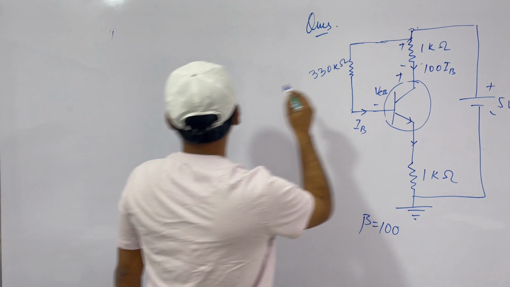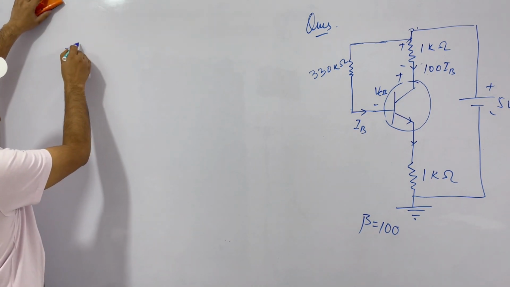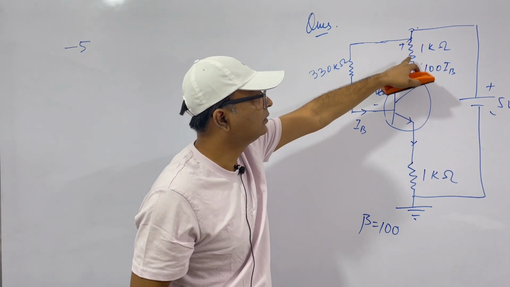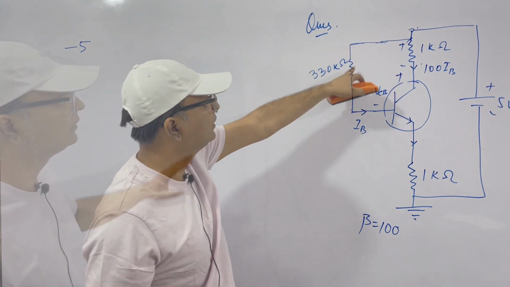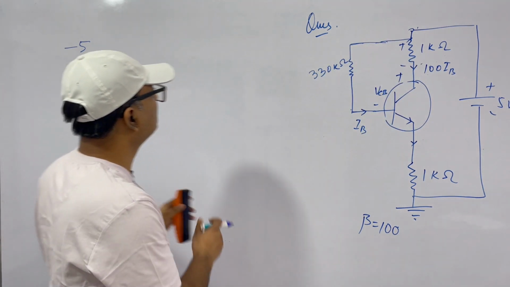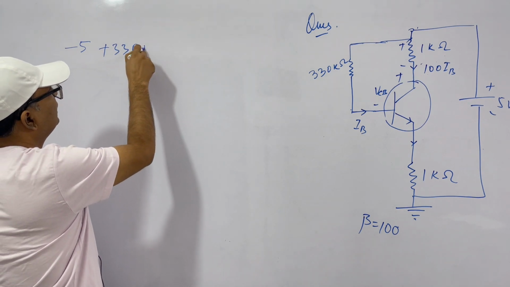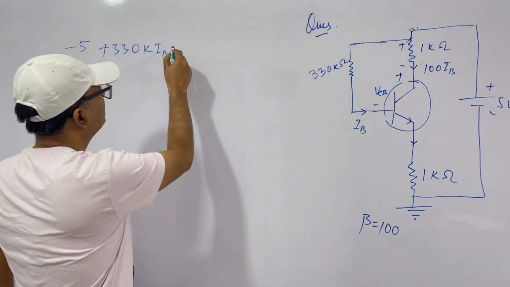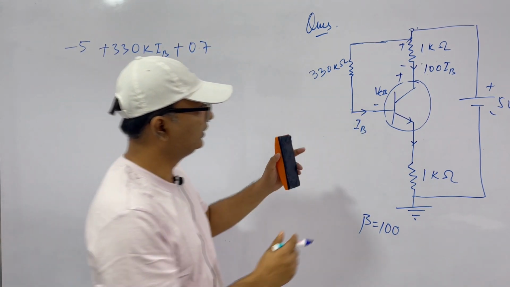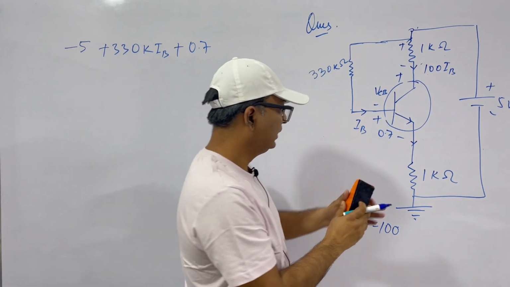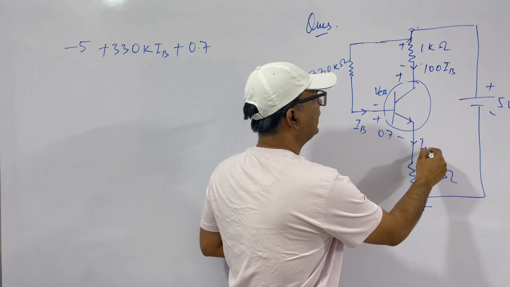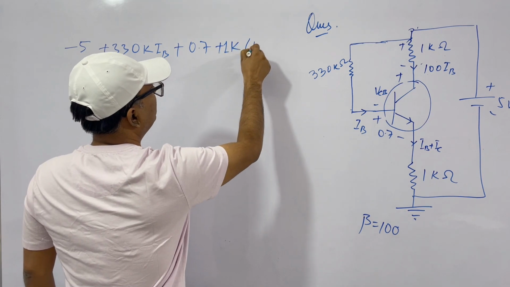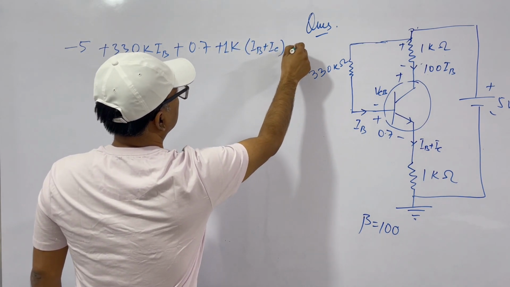Then instead of getting into this loop, we go through this side. So when we go through this loop, this is 330k into IB. Then we have VBE. VBE is 0.7 volts here. This is 0.7 volts, and then we have IB plus IC into 1 kilo ohm. That is 1 kilo ohm into IB plus IC equal to 0. This is our loop.